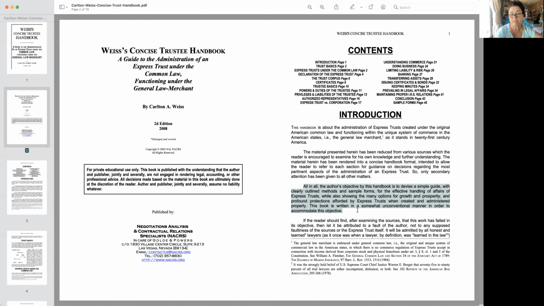This book is written in a somewhat unconventional manner in order to accommodate this objective. If the reader should find after examining the sources that this work has failed in its objective, then let it be attributed to a fault of the author, not to any supposed faultiness of the sources or the express trust itself. It will be admitted by all honest and learned lawyers, as it once was when a lawyer by definition was learned in the law.